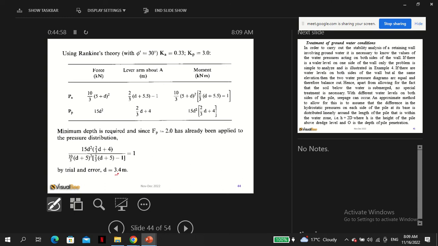So note that in the previous cases, the embedment length was around 6, between 6 to 7. Actually, if you multiply by 1.2, it's up to around 9. But you can see now the embedment length has reduced significantly to 3.4. So this is the idea. If you provide an anchor, then the embedment length can substantially reduce.